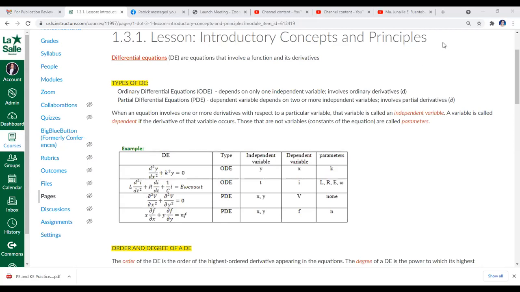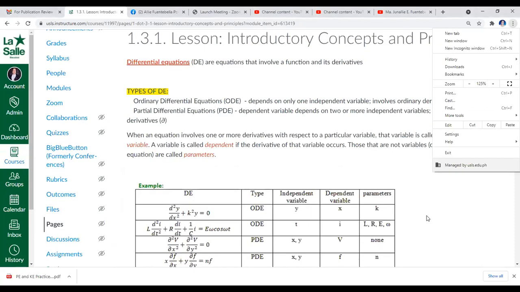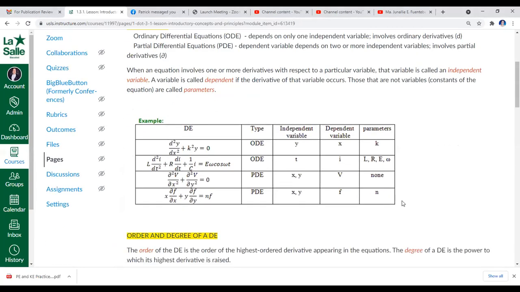Okay, so as an example, let me make this bigger again, a little bit bigger. So in here, I have a table as to the type of the differential equation, the independent variable, the dependent variable, and the parameters. So for this first example, you have an ordinary differential equation or an ODE. In here, it's another ODE. This one is a partial differential equation, a PDE. And the same thing with this. It's a PDE. Partial because of the symbol that appears in the differential equation itself.